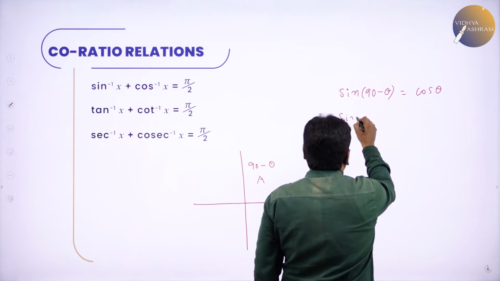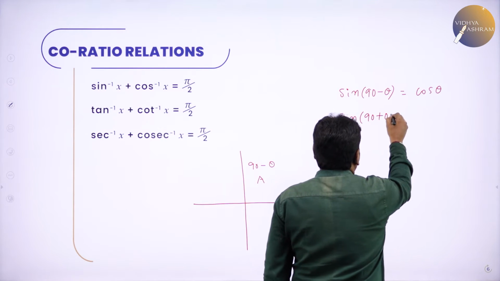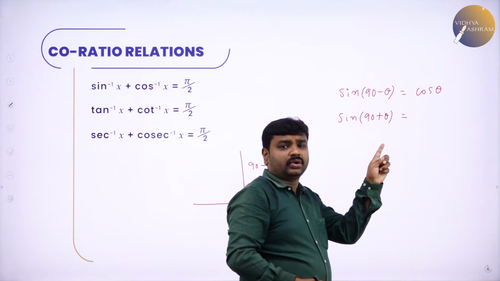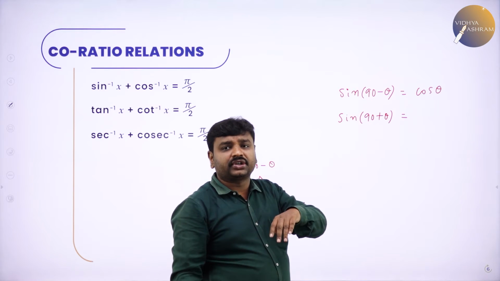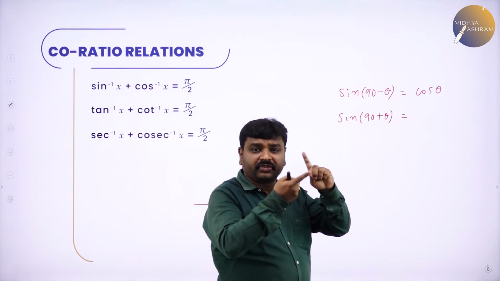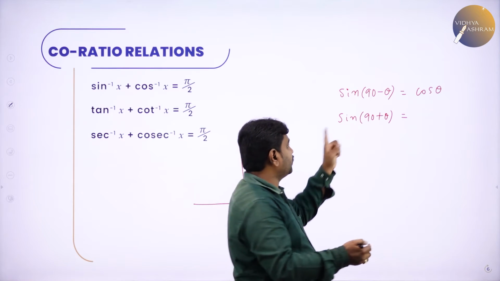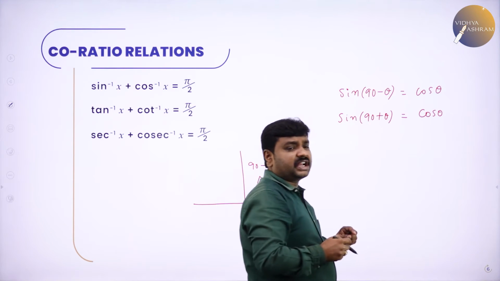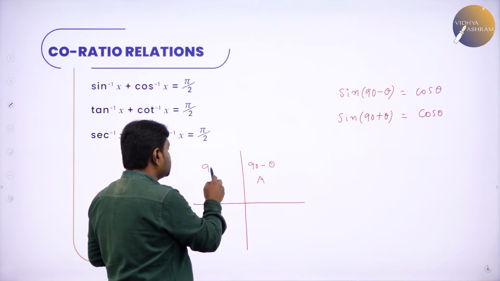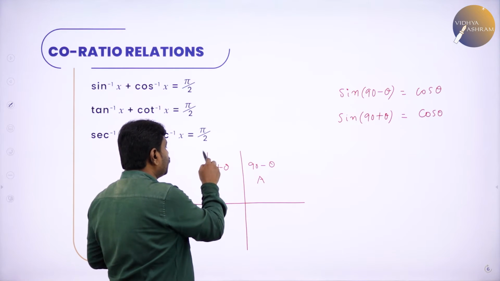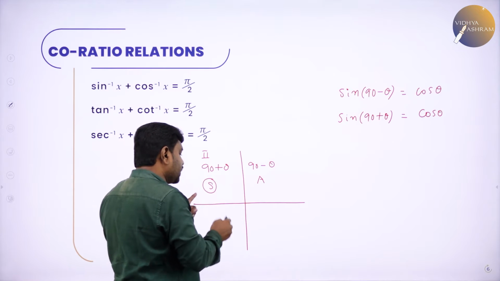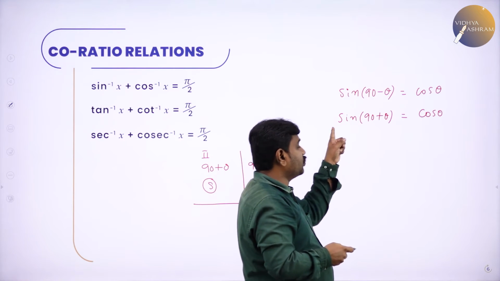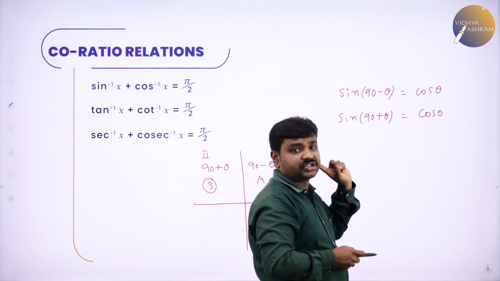Then sine of 90 plus theta, again this is 90. I told you the function changes to co-ratio if you expand in terms of 90 or 270. So this is 90, so the function sine becomes cos. And 90 plus theta lies in which quadrant? Second quadrant. In the second quadrant, what is the alphabet? S means sine and cosecant both are positive. Your question is sine, so the answer should be positive.